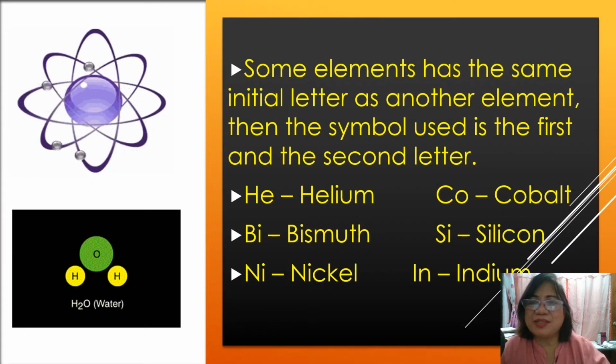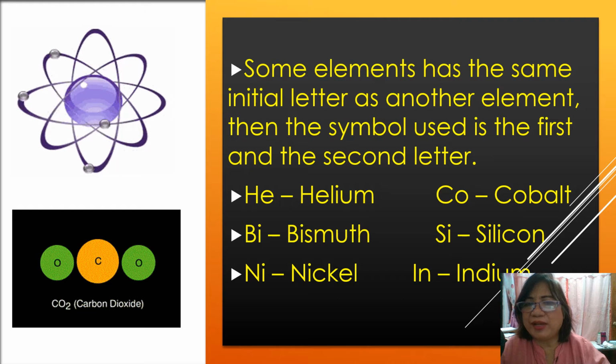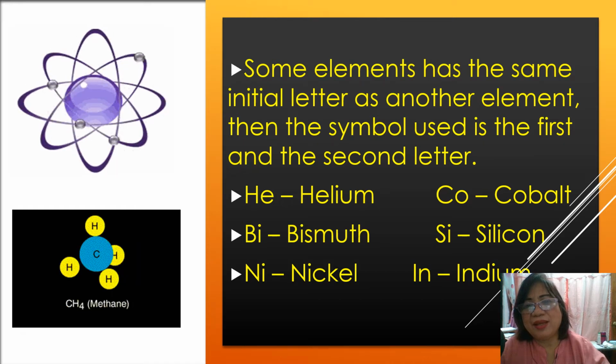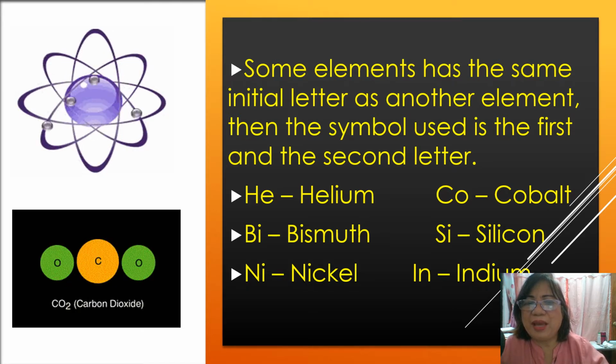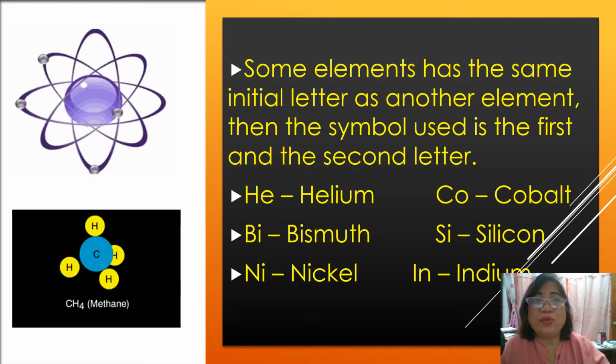Some elements have the same initial letter as another element. Then the symbol used is the first and the second letter. He, helium. Bi, bismuth. Ni, nickel. Co, cobalt. Si, silicon. In, indium.